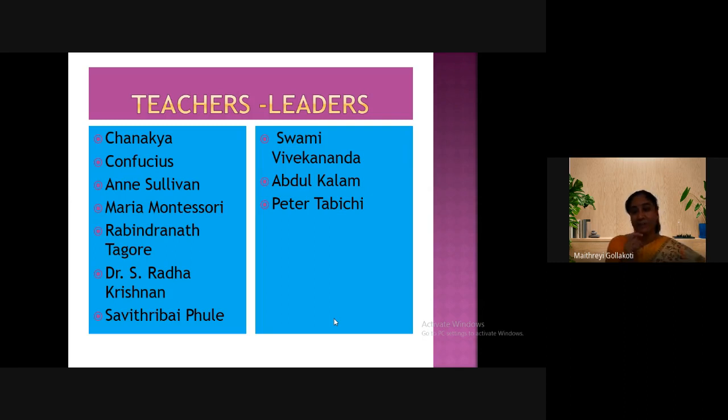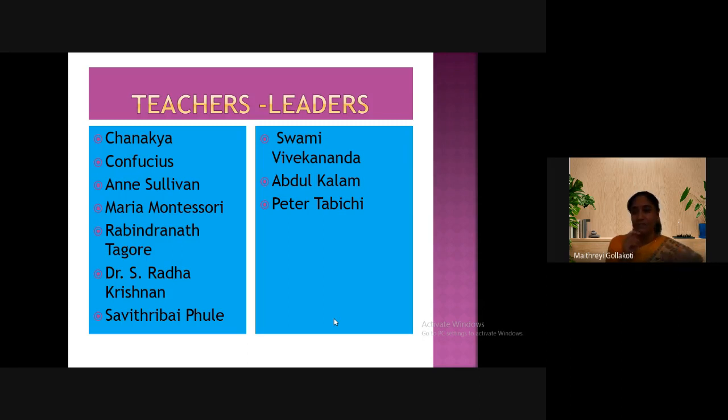And next, Savitri Bai Phule, she is from Maharashtra. She got married at a very young age. She was illiterate. She got education from her husband and she went on to become a great teacher, and she worked tirelessly for women's education.